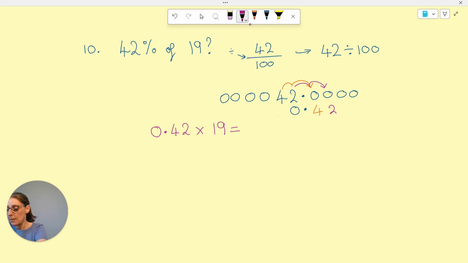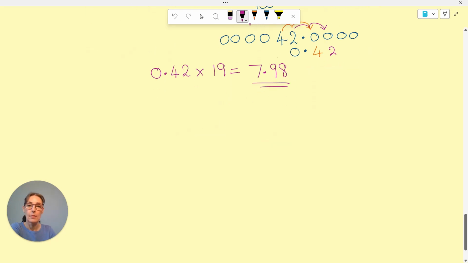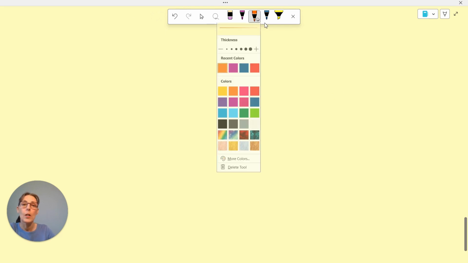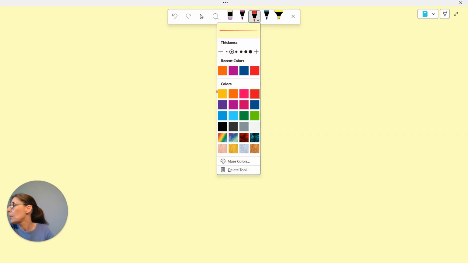So let me just pop it in. You could use the fraction key. That's also absolutely fine. So 0.42 multiplied by 19 is 7.98, and that is your answer. You've just worked out 42% of 19 and it's 7.98. All right, let's do 2 more on the calculator because you've done lots of hard work. Why not have a little bit of a break?